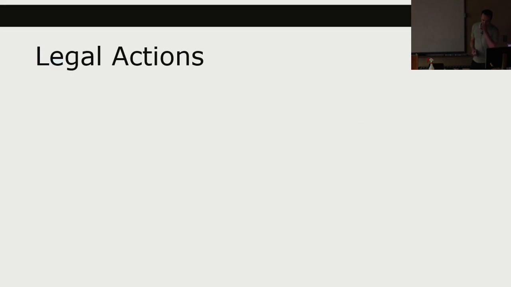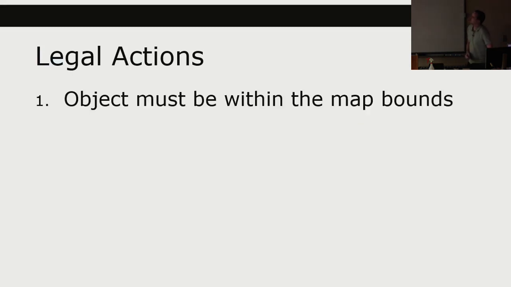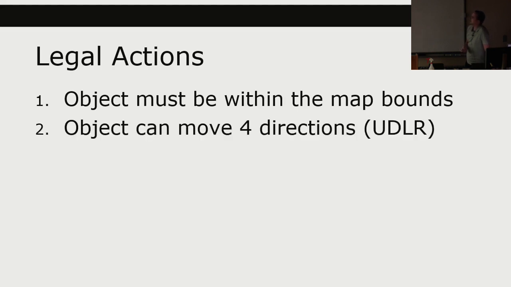So, legal actions, how do we define those? Well, first and foremost, objects must be within the bounds of the map. So if I'm in the first column, I can't move left. If I'm in the first row, I can't move up. If I'm in the last column, I can't move right. If I'm in the bottom row, I can't move down. So we can only take actions which keep us inside of the bounds of the map.